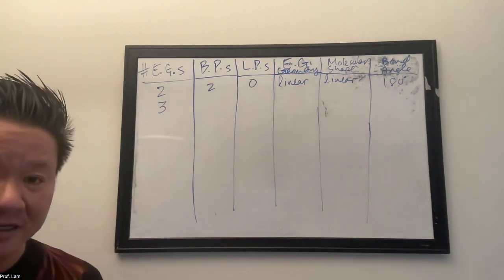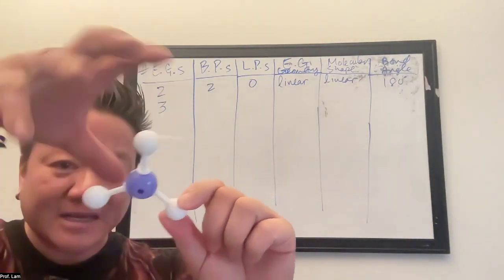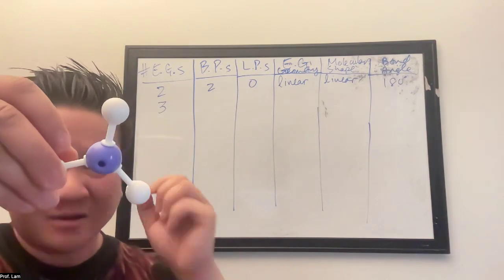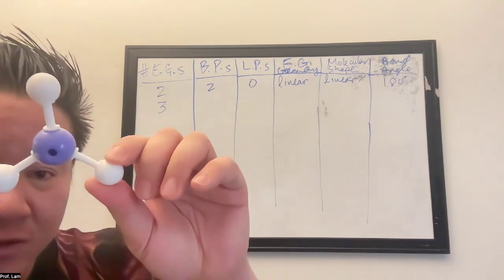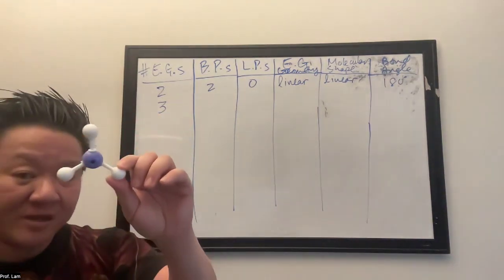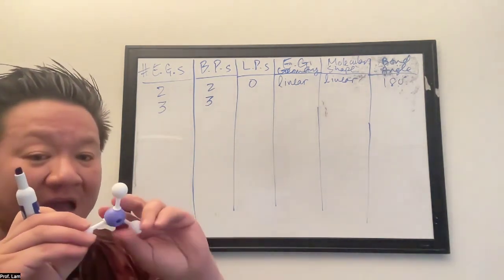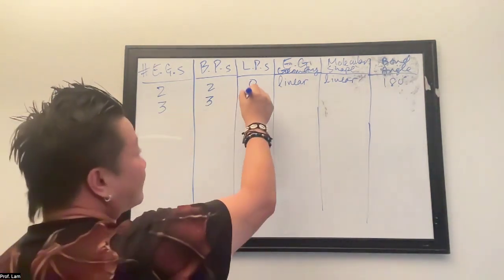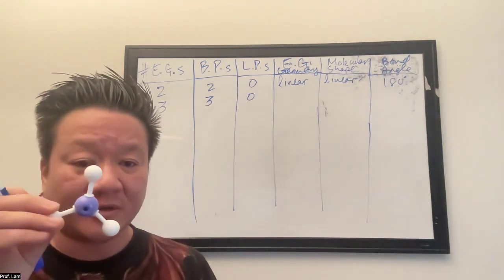It should look like this, right? That's as far as I can put them, so that it minimizes electron-electron repulsion, as far away as possible. So how many bonding pairs do I have? I got 3. Okay. I have no lone pairs. Okay, so 0. And then I consider, what is my electron group geometry?